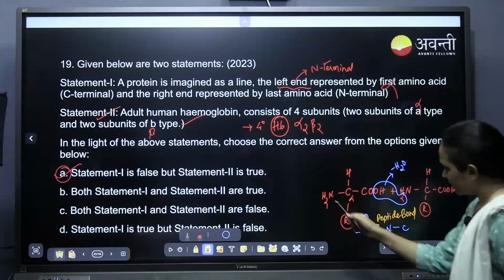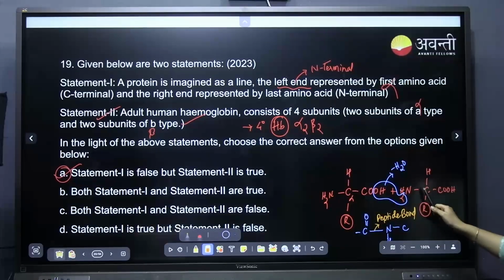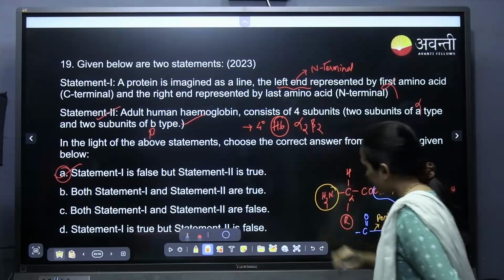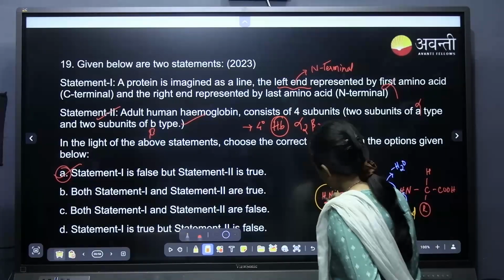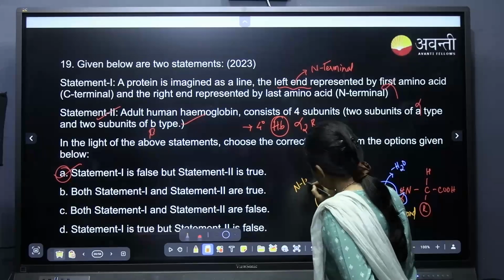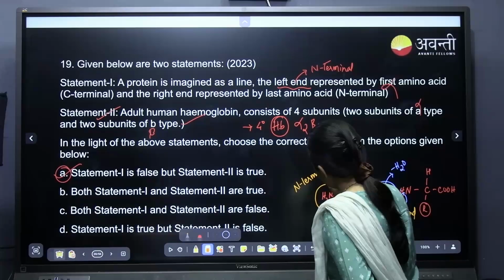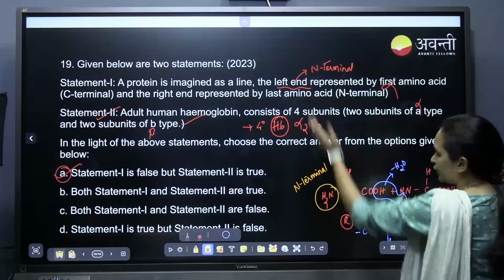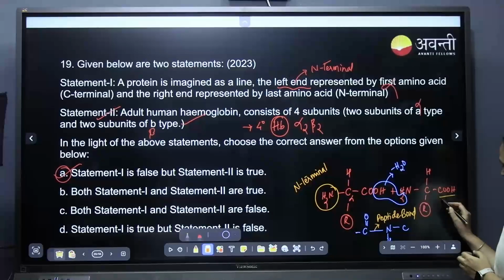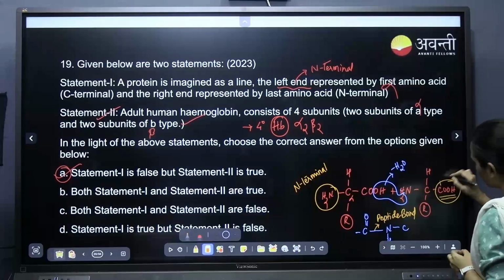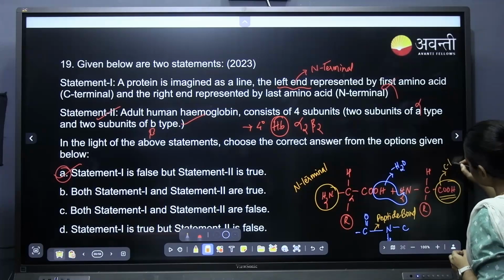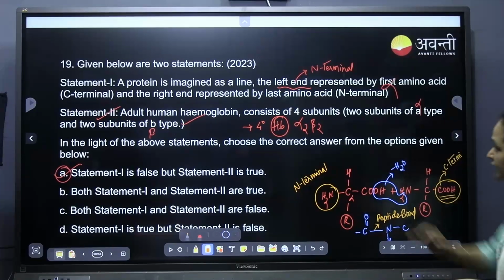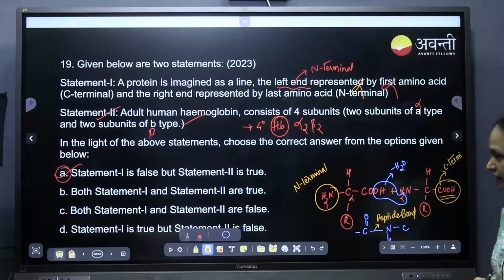If you see here, when another amino acid joins, it will be joined here, then here, and it goes on like that. So if you see this amine group here, this makes this strand's end the N-terminal. Always the left hand side, the left end, will be N-terminal, and here there is a carboxyl group, which makes this the C-terminal. That's why statement 1 is wrong. Understood?